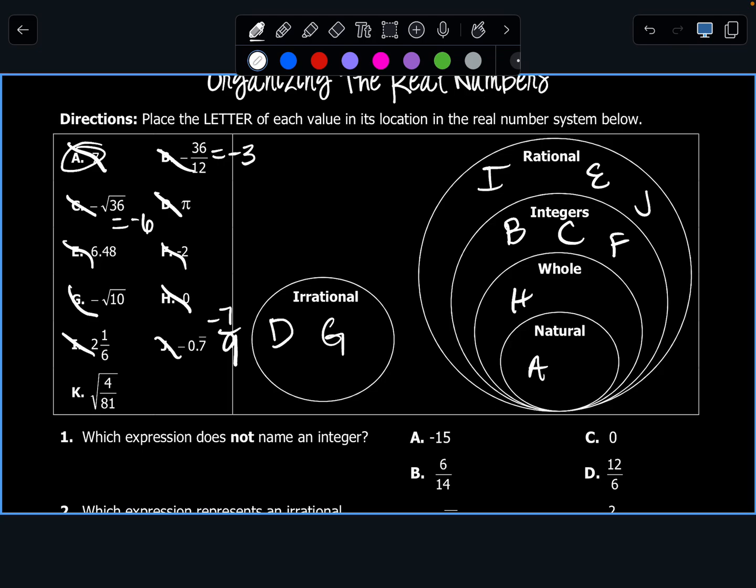Which is it? How many of you think irrational? How many of you think rational? Okay, when we look at square roots and it's a fraction, we separate it. Root 4 over root 81. What's the square root of 4? 2. What's the square root of 81? 9. So it is a rational number. Does that make sense? And we'll go over square root operations later in the year, but just so you know right now what it is.